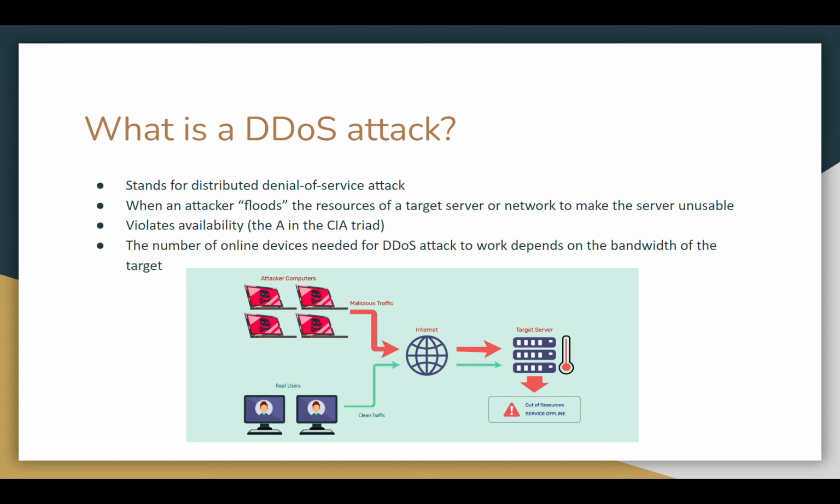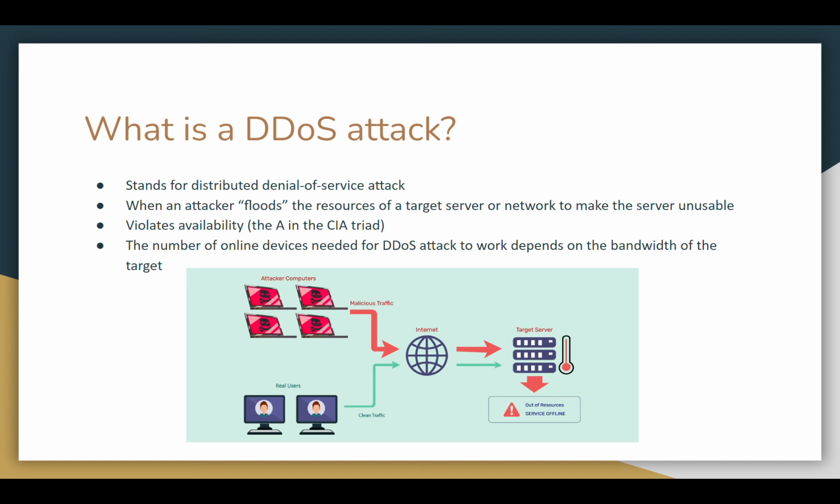So exactly what is a DDoS attack? It stands for Distributed Denial of Service Attack, and it's when an attacker floods the resources of a target server or network to make the server unusable. And this would violate availability, which is the A in the CIA triad. If you don't know, the CIA triad are the three fundamentals of cybersecurity: confidentiality, integrity, and availability or accessibility.